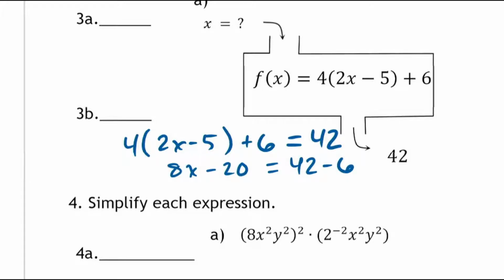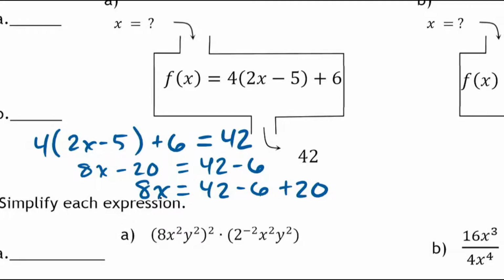So you see what I've done, right? I've distributed the 4 and I've taken away 6 from both sides. Now what am I going to do? I'm going to write 8x equals 42 minus 6 plus 20. I just added 20 to both sides. And I know what you're thinking. You're thinking, but Roberts, you're not doing any arithmetic. I know, that's because I'm terrified of it. And that's okay because I can save the arithmetic for the end.